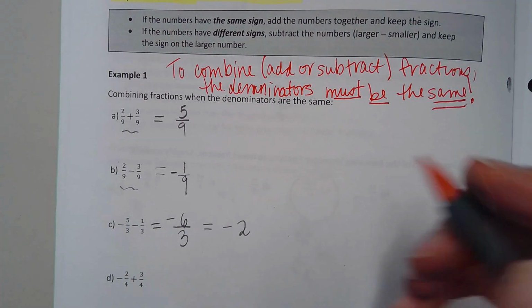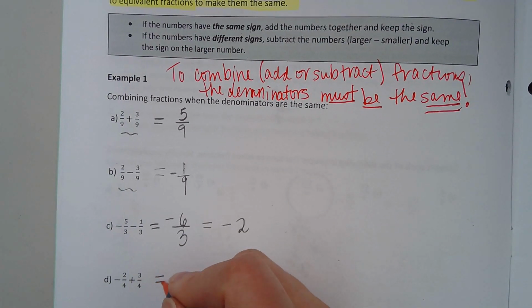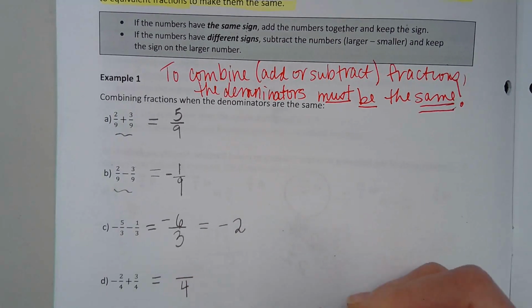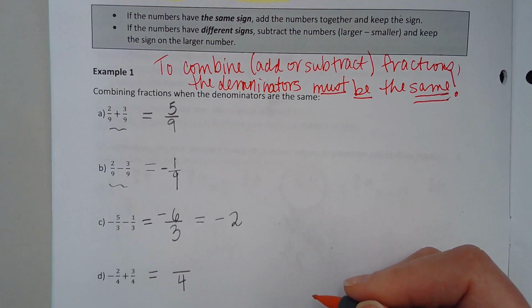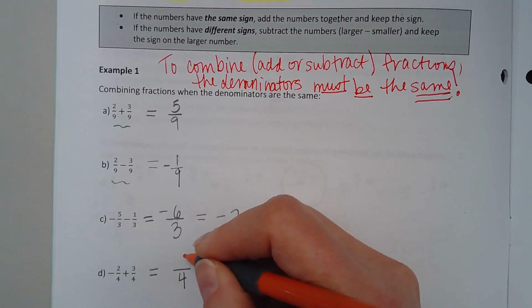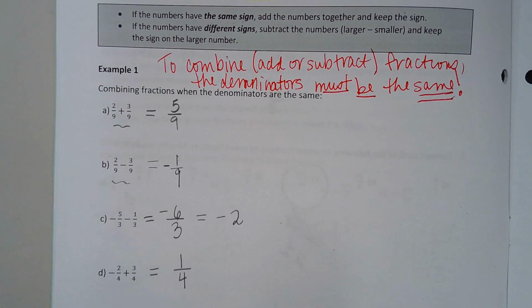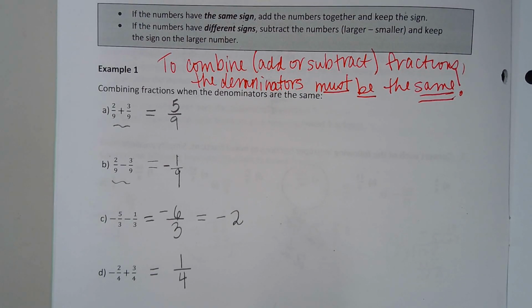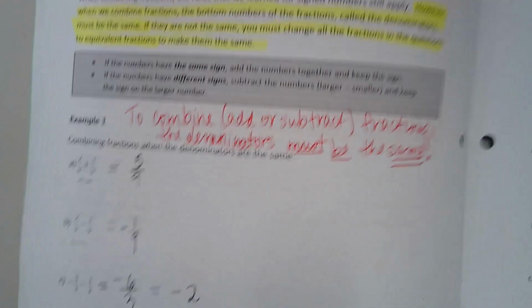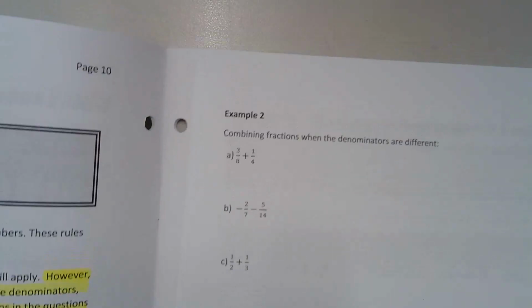Okay, what about this one? A negative 2 and a positive 3 over 4. So the 4 is great, it stays. So I've got a negative 2, positive 3. Signs are different, so I subtract the numbers. When you subtract 3 minus 2, it's going to be positive 1. Okay? So these were all really straightforward, which was why we found them in example 1, because the denominators were the same. Agreed? Okay, let's go to the next set.